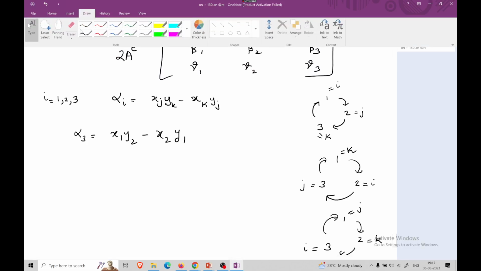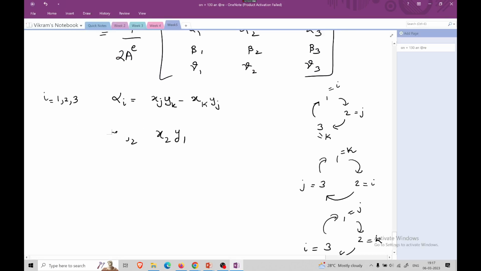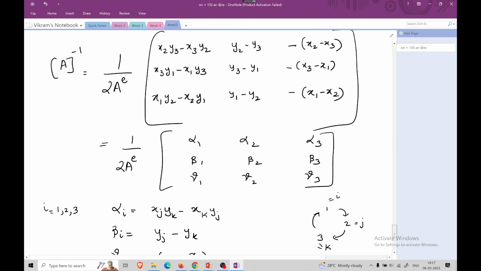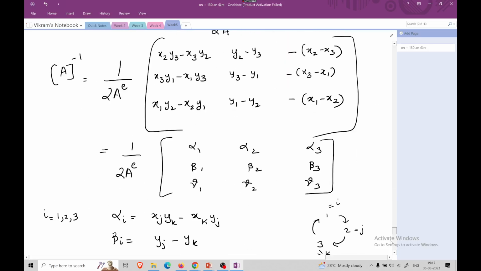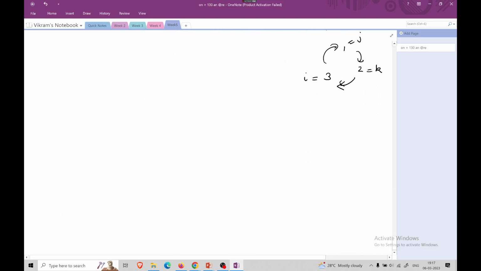So similarly, this is my alpha 3. For the betas it's going to be this way: beta i is equal to, sorry, not x, yj minus yk. Gamma i is equal to minus of xj minus xk. So this is my alpha, beta and gamma. So A inverse we just found out. What we have to do now is multiply this A inverse with U to get the C matrix. So I'm going to do that.